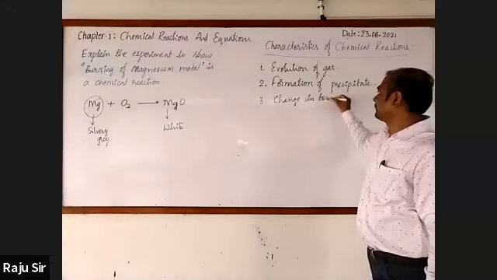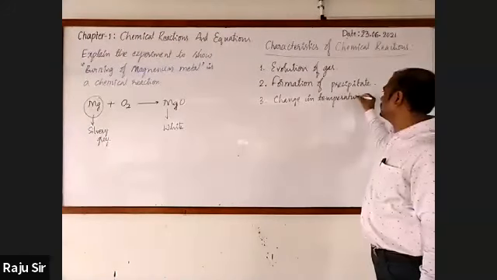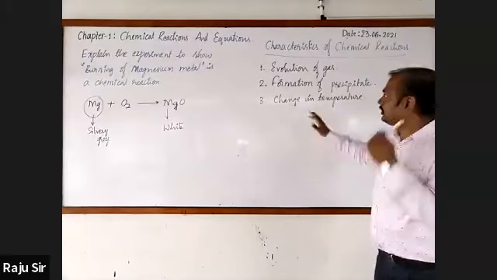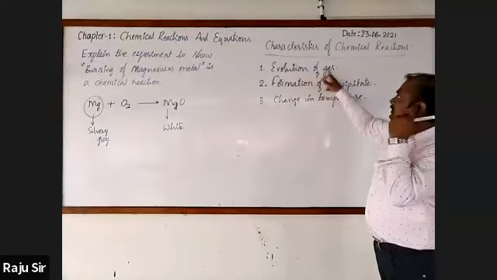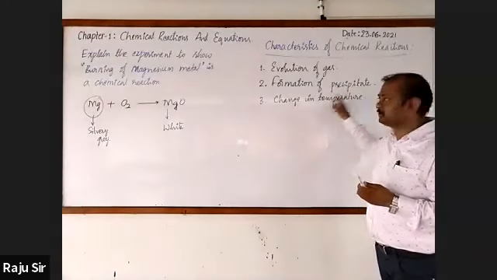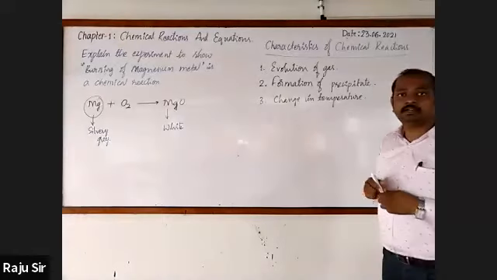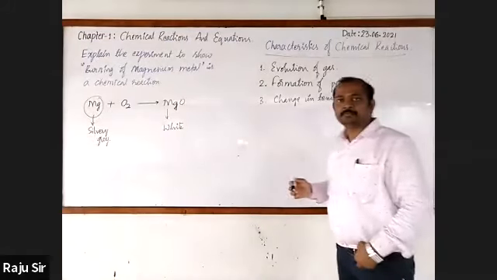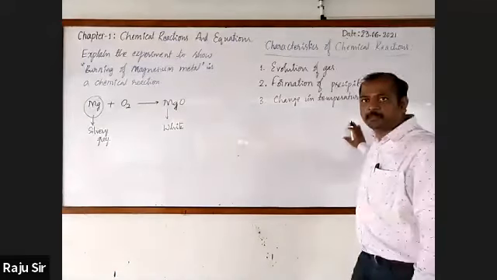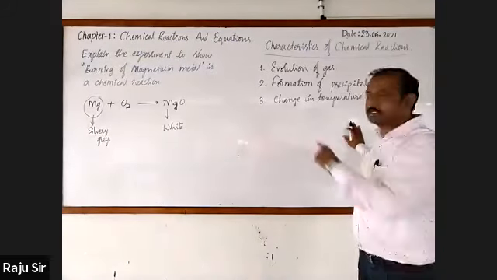The third one is change in temperature. It may increase or decrease. First one is evolution of gas. Second one is formation of precipitate. And third one is change in temperature. Whatever example I have taken, I am going to write a chemical equation. You should not write, just observe.